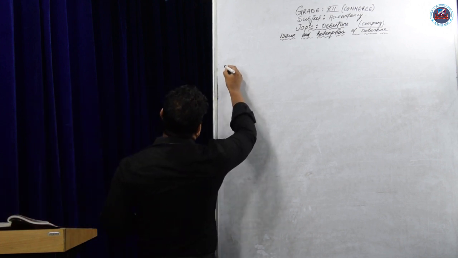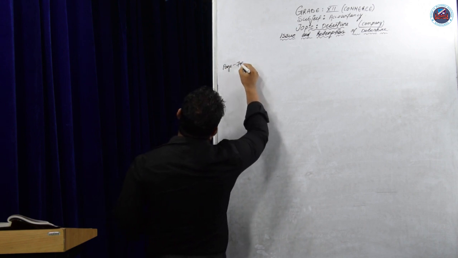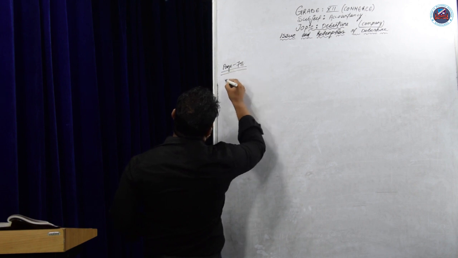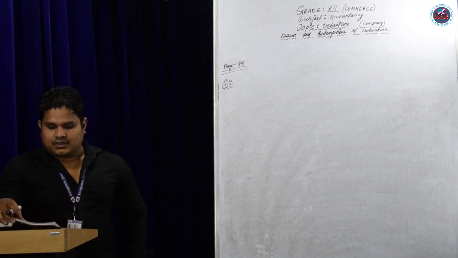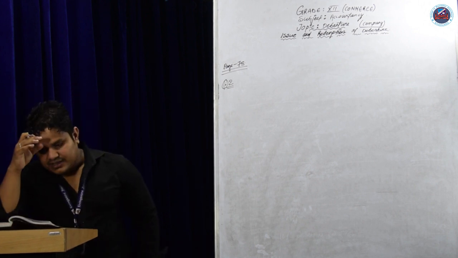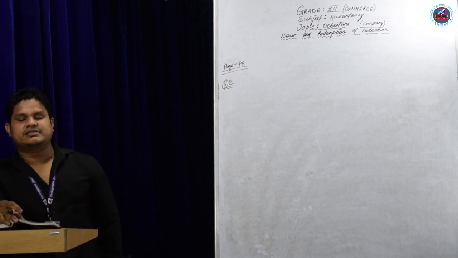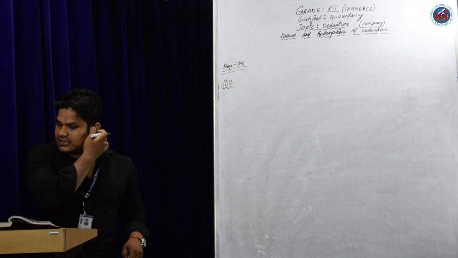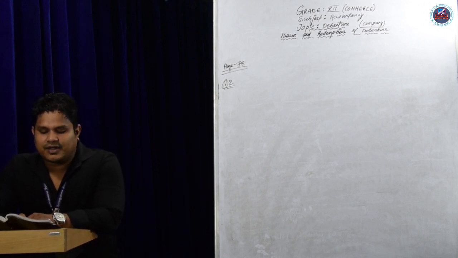The NCERT book, page number 78, question number 2. See the question, what is given there. TB Companies Limited issued 10,000 12% debentures. 12% is the interest rate, as I have already discussed in the last class. Of 100 each at a discount of 5%, payable as follows.